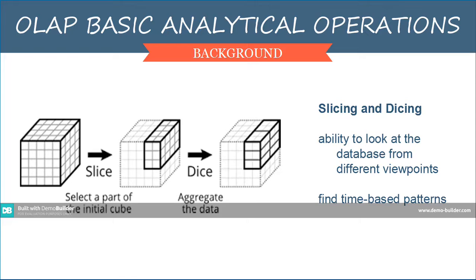Another OLAP basic operation is slicing and dicing of data, which refers to the ability to look at the database from different views. One slice might show sales of a product type, while another slice might show sales channel within each product type. Oftentimes, OLAP is performed along a time axis to analyze trends and find time-based patterns in the data.